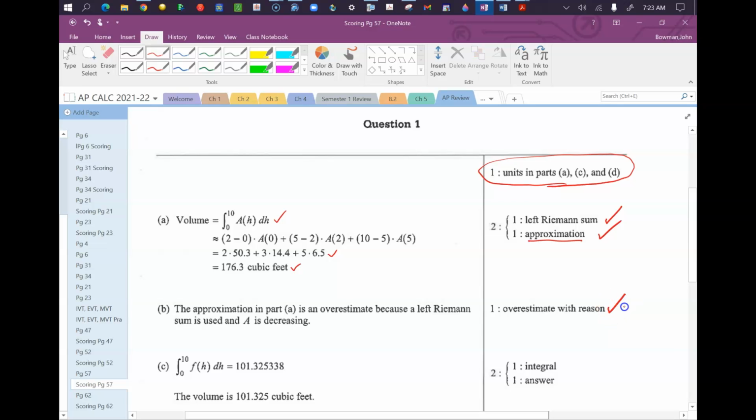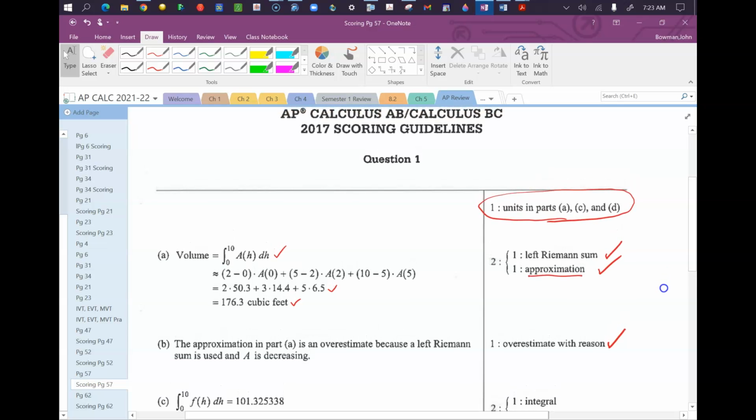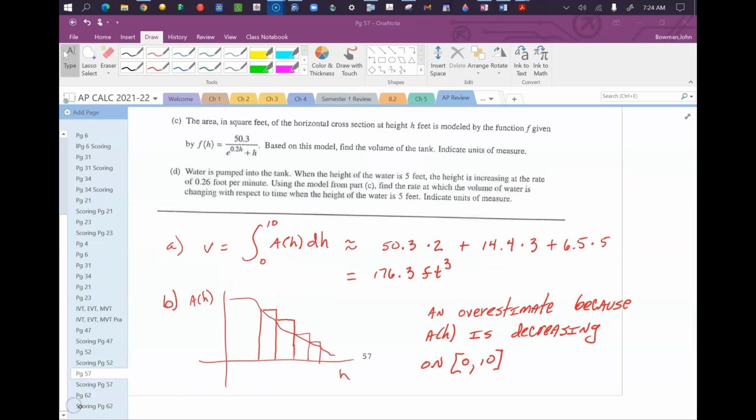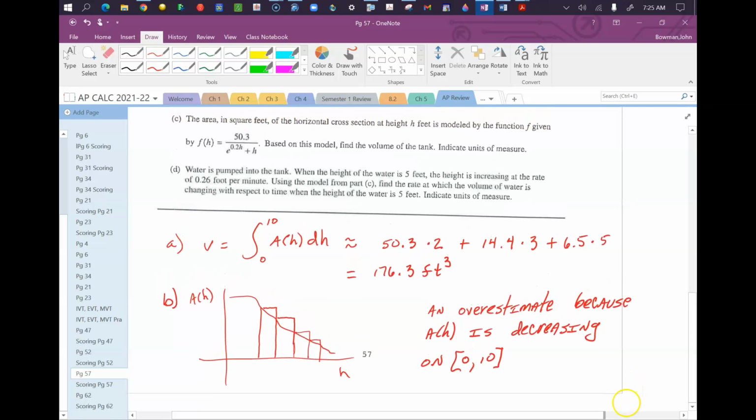Overestimate with a reason. If you say overestimate or underestimate without a reason, you're not going to get the point for that. So let's take a look at letter C. The area in square feet of the horizontal cross-section at height h feet is modeled by the function f, given by f of h. Based on this model, find the volume of the tank, indicate units of measure.